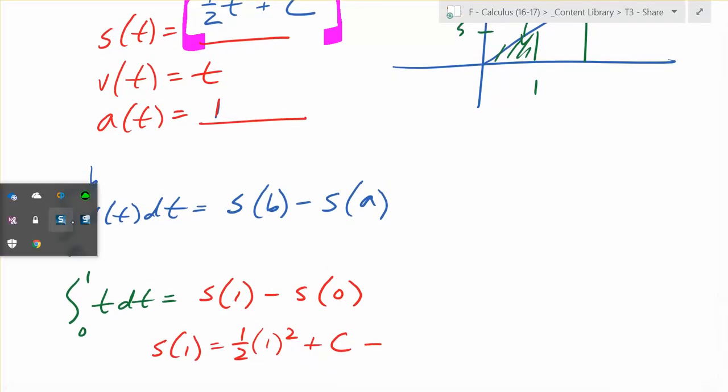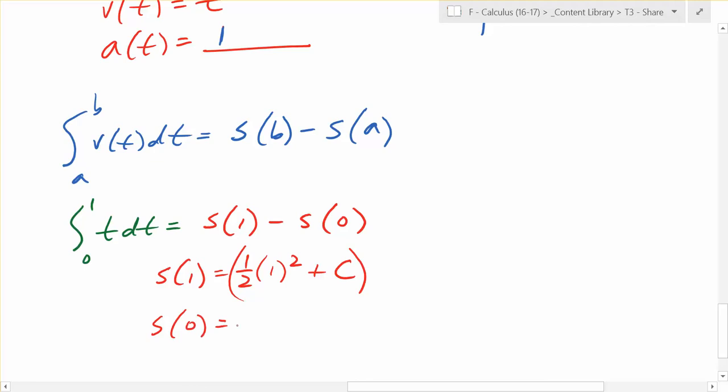Hold on one second, everybody. What is C? C is just any constant. Just watch what happens. It's going to be taken care of in a second, Arvin. It's going to be 1/2 times 0 squared plus C. So this is equal to 1/2 plus C, right?